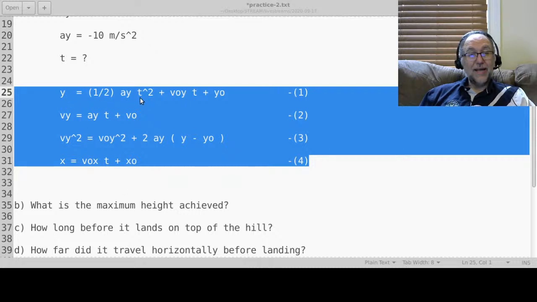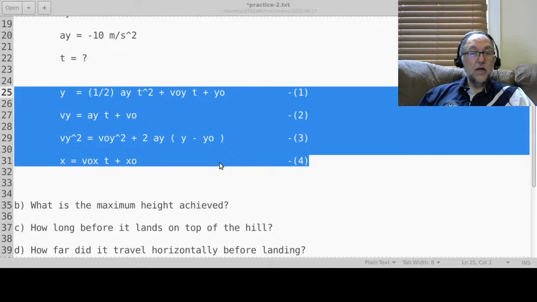y is equal to 1 half ay t squared plus v naught y t plus y naught. y is your height at a later time t. That's equation number one. Equation number two is Vy, your velocity at a later time t. Equation number three is just equation one and two with time eliminated. So it's good if you want height or y information, but you don't have time. And equation number four is the only equation about horizontal motion: how far did you move horizontally given how much time.